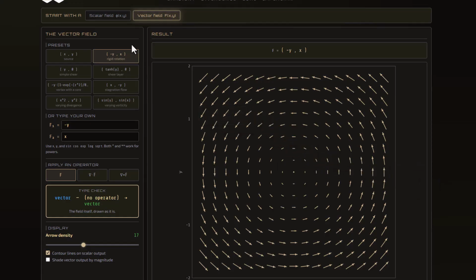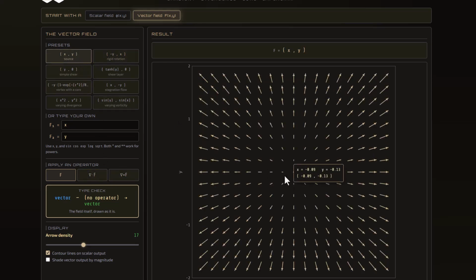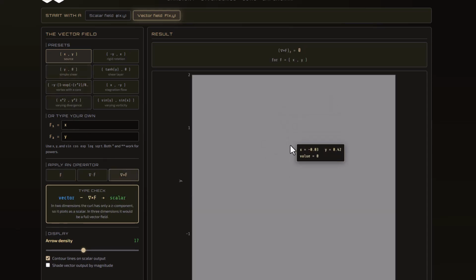Okay, here we are. We're going to feed a vector field in, and we're interested in taking the curl. And let's take a look at our components here, x and y. So if we remember, taking the curl is going to be partial f2 with respect to x and partial f1 with respect to y. So in this case, they're both going to be 0, and sure enough, they are.